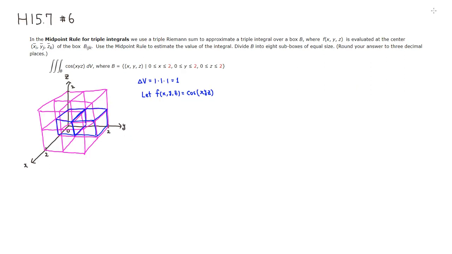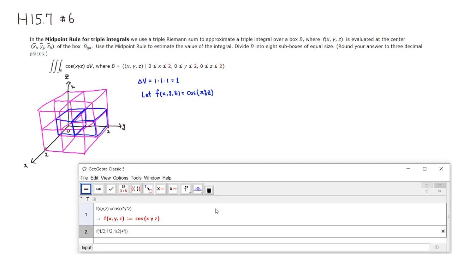Let's do it systematically. How about this: 1/2, 1/2, 1/2. I have to move one of them to 3 halves, so I'll do 3 halves there. Then the next one, plus f of 1 half here, 3 halves there, and 1 half there. Each coordinate is going to be either 0.5 or 1.5, so we just have to come up with all possible combinations.